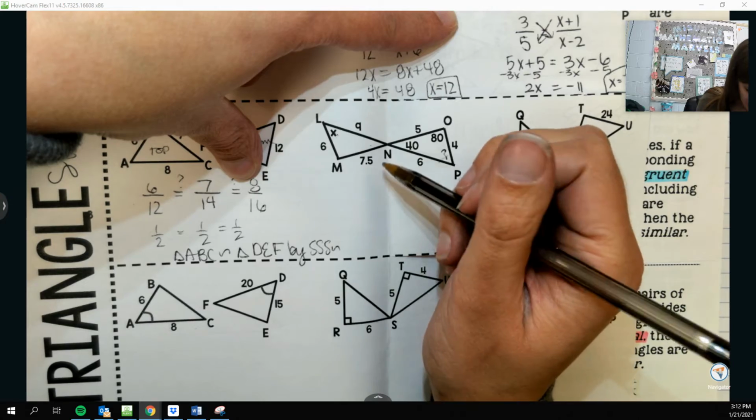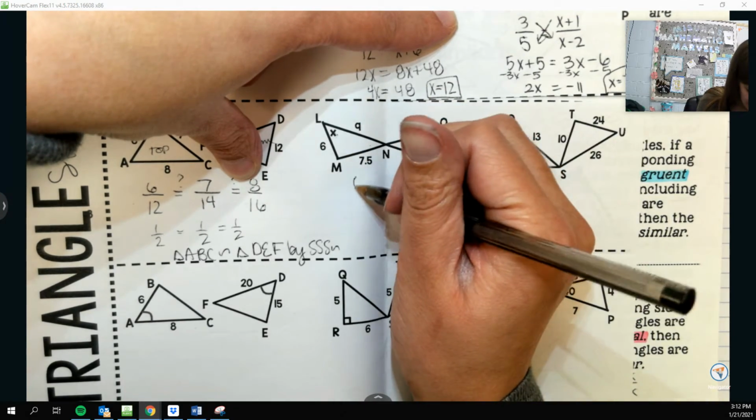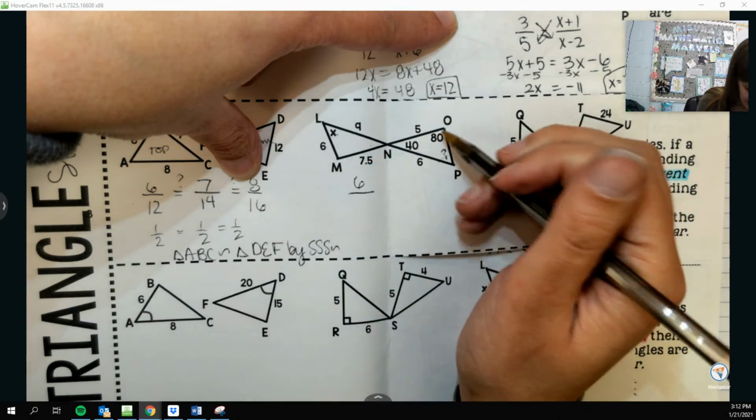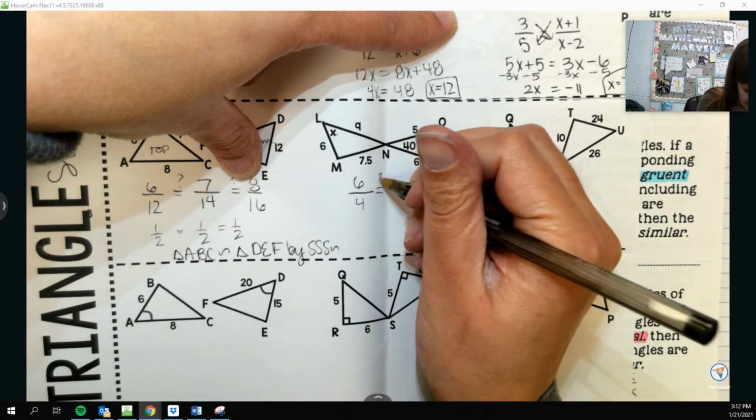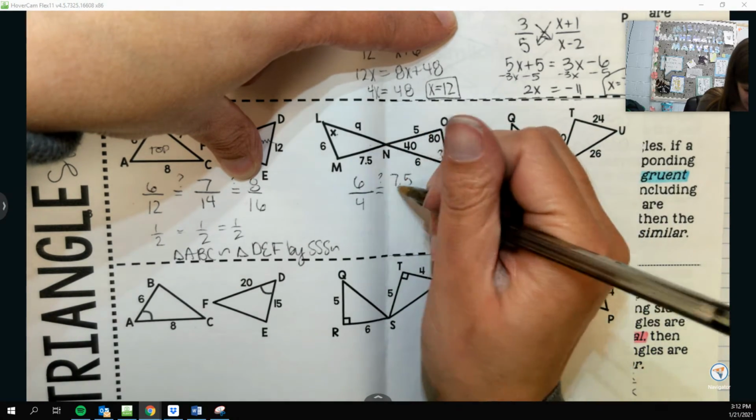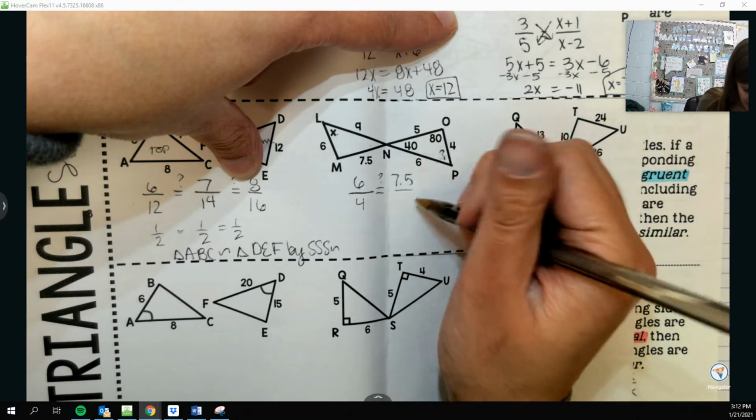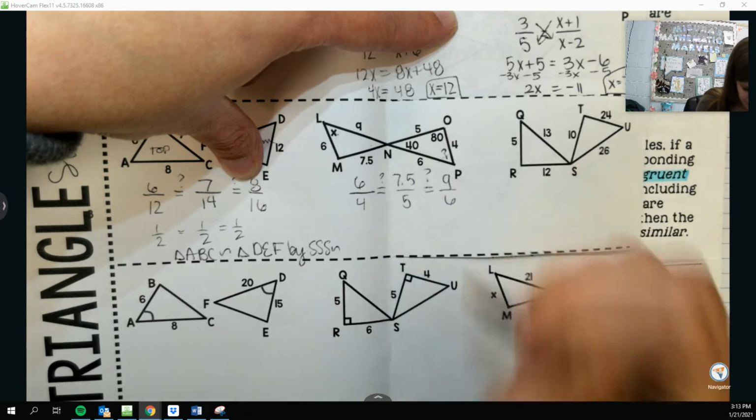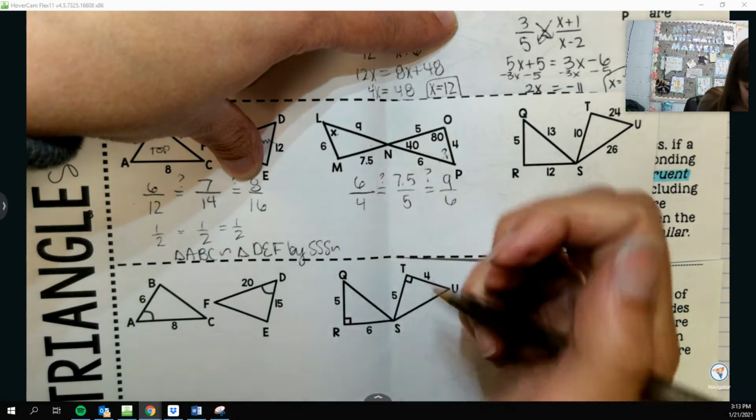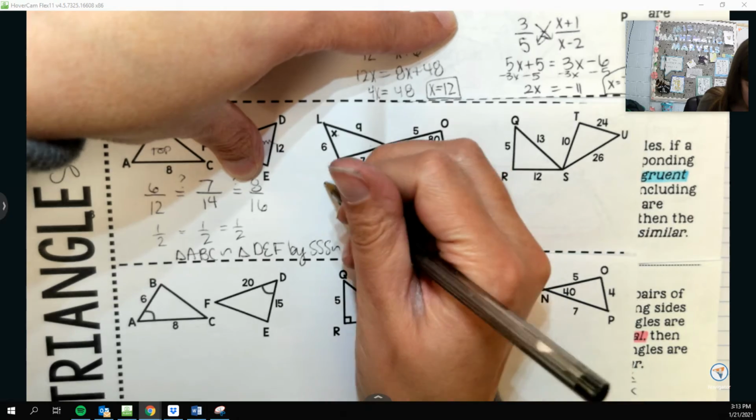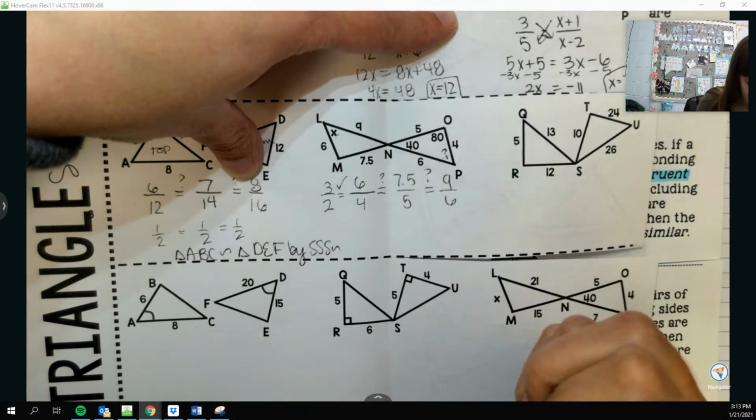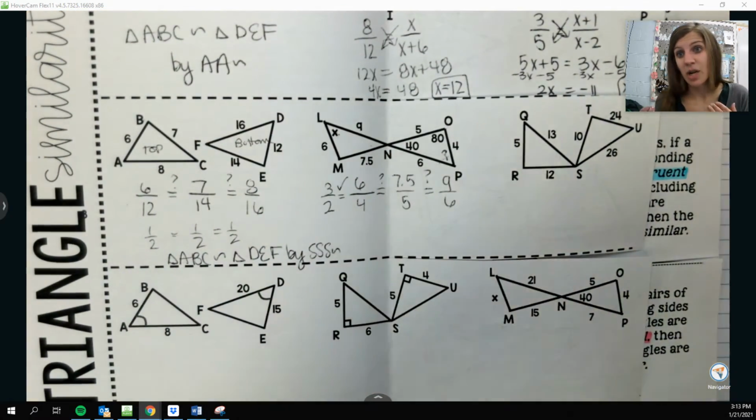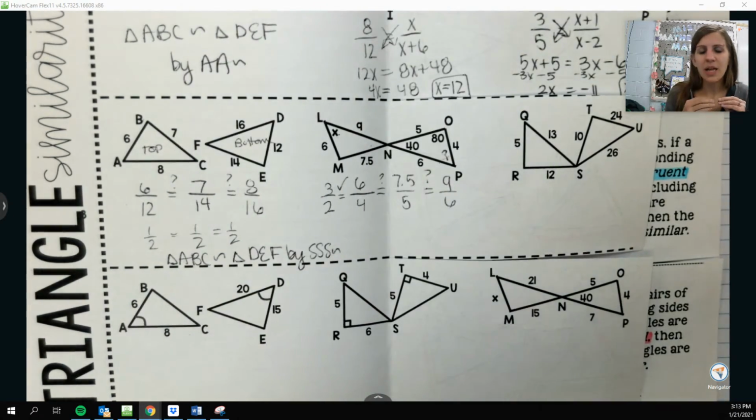So let's do side, side, side. If I do the smallest side here, 6, paired up with the smallest side here, 4, is that the same as 7.5, that middle side, with the 5, which is that the same as 9 over 6? And these sure all are, because they are all going to reduce to 3 over 2. So since that's the case, I know that these triangles are similar by side, side, side, but that also helps me to know that all the angles will be congruent to each other.